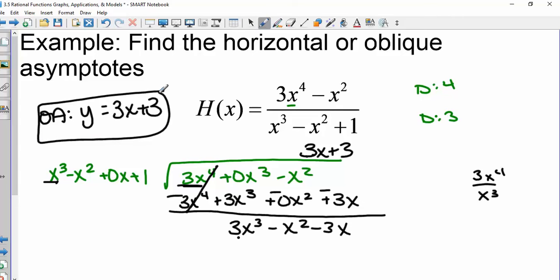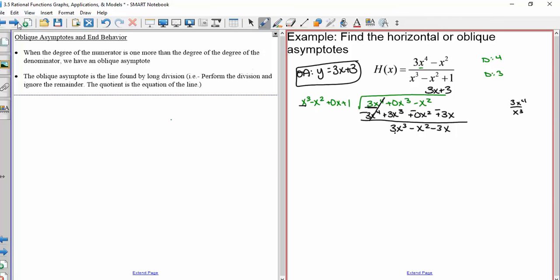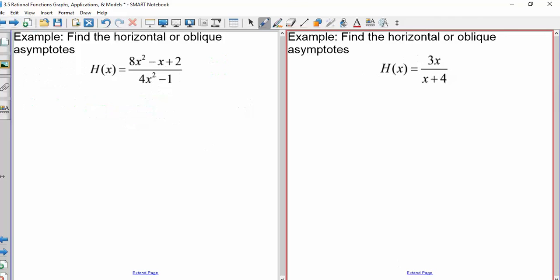So the oblique, that's probably going to be the one that we have to work on a little bit, because we have to go back to that long division. I'm going to put 2 up here. I want you guys to decide horizontal or oblique and find them. So here are your 2 problems.